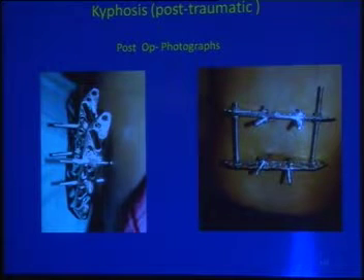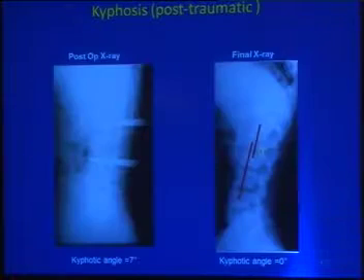So this is the simple construct as I showed earlier: 2 pins above, 2 pins below, connected by plates and distraction. So this was the post-op X-ray, and in the final X-ray, we just distracted the pins, and after 2 or 3 months, when the fracture has consolidated, we remove the pins. And we achieve a kyphotic angle of 0 degrees.